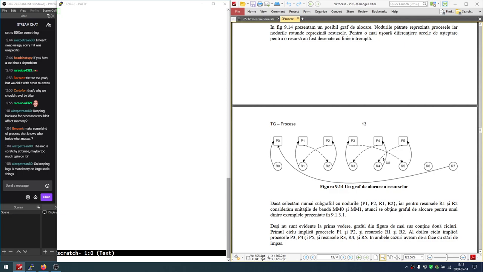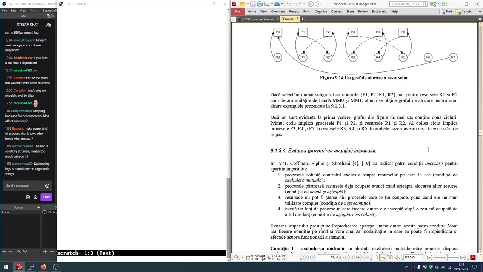So that's how you figure out you have a deadlock. You just look in the resource allocation graph and figure out if there are cycles. You just run a graph algorithm, figure out the cycles. Those are the deadlocks. All right.